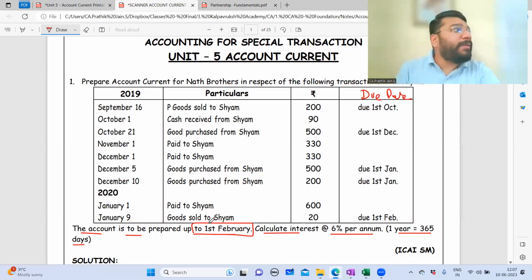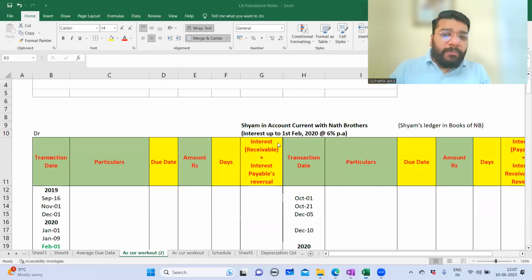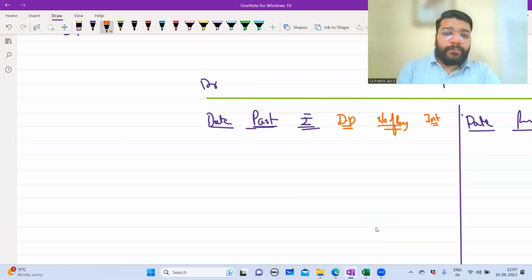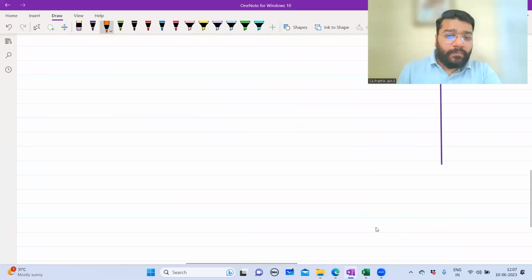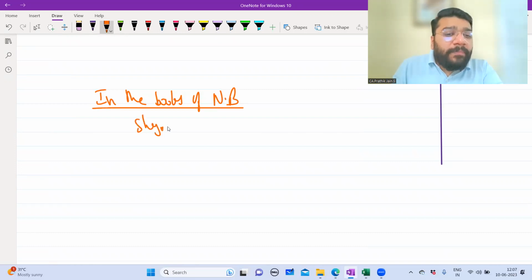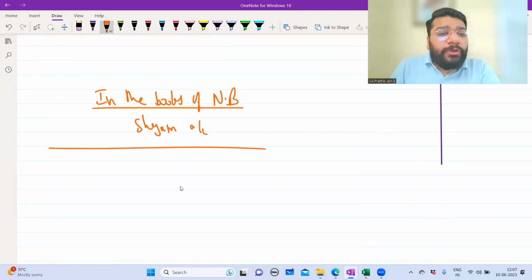Here they're telling that prepare this statement up to 1st Feb. Now, you will understand this when you start doing the practical question. So please draw this format, people. Heading is slightly different. Now, please understand. Normally, what do we write? In the books of Nath Brothers, Sham account. Am I right? And you prepare Sham's ledger.